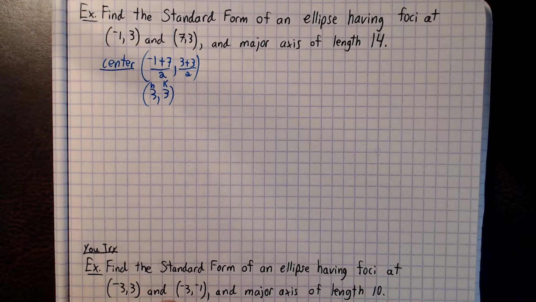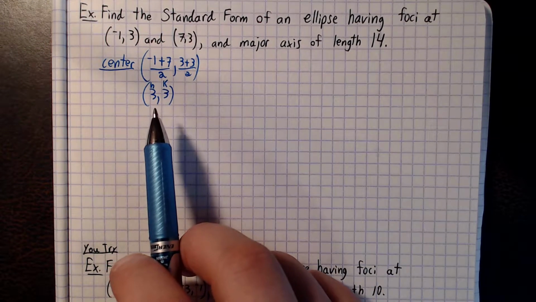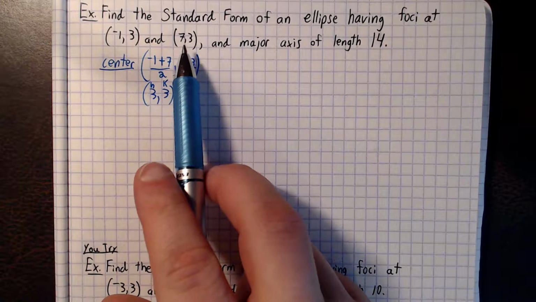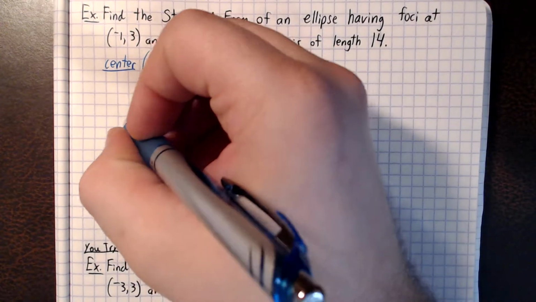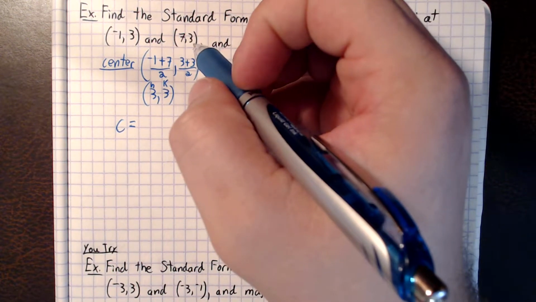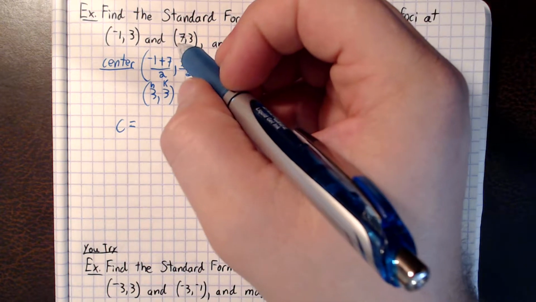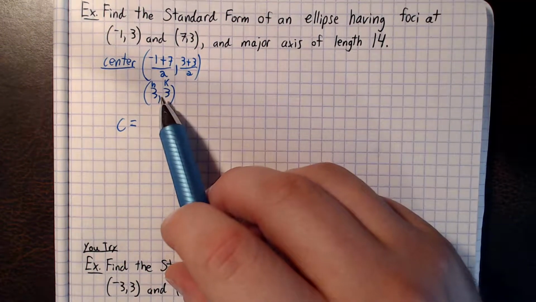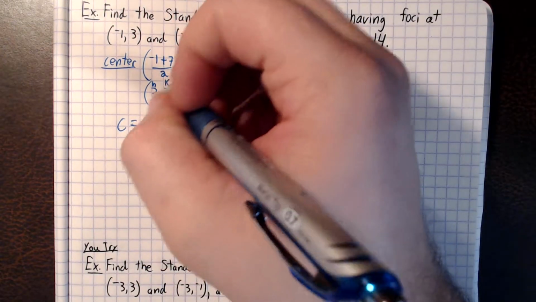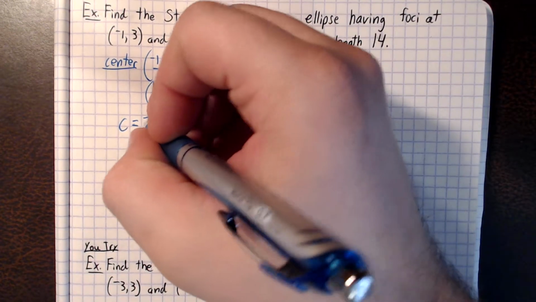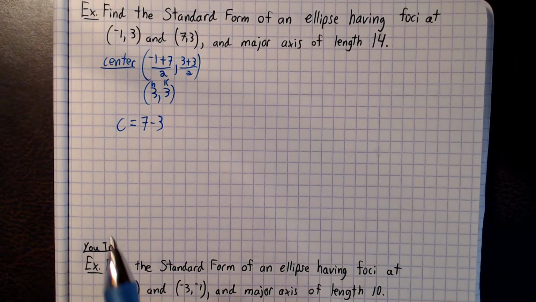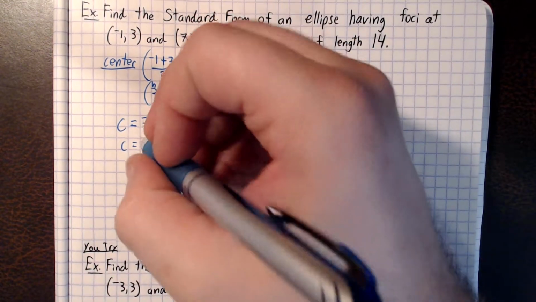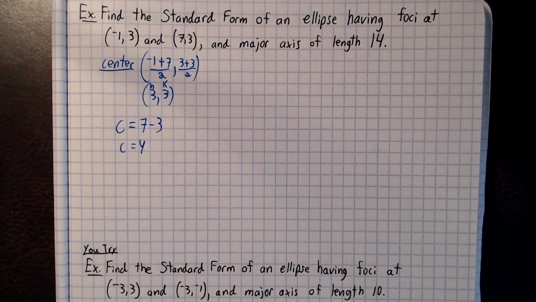Now we need to think about what we have. If I want the distance between my foci and my center, that'll give us our c value. So for c, I take my foci and I subtract away my corresponding center value. Sorry, I was having a brain freeze there for a second. So 7 minus 3 gives us a c of 4.